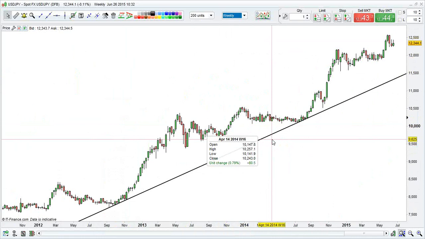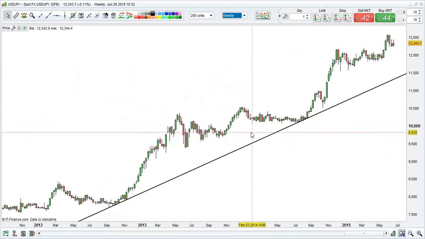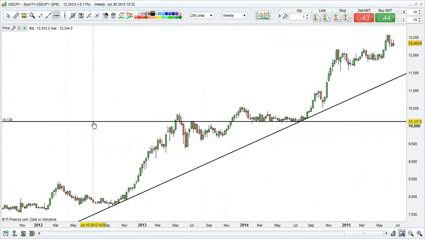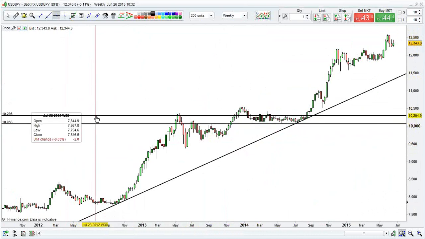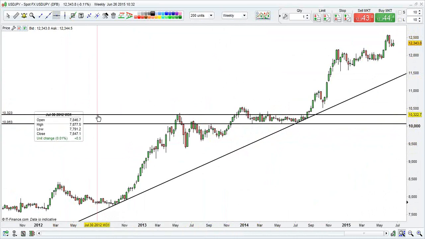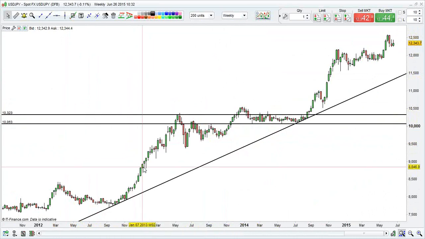Ranges develop in various ways. A short-term range may develop near the top of an uptrend as buyers and sellers try to gain control of the next trend. Or as we can see on the USD JPY, from February 2014 to August 2014, we have our tight range. I'll place the two horizontal trend lines. So we're still in an uptrend, okay, we're still in our uptrend, but we're ranging.